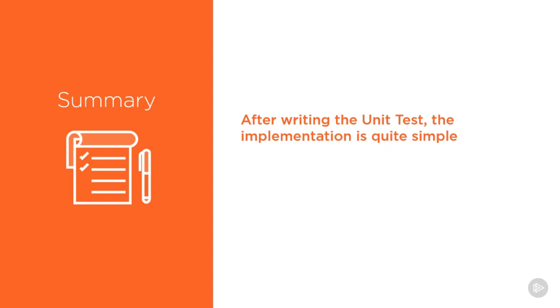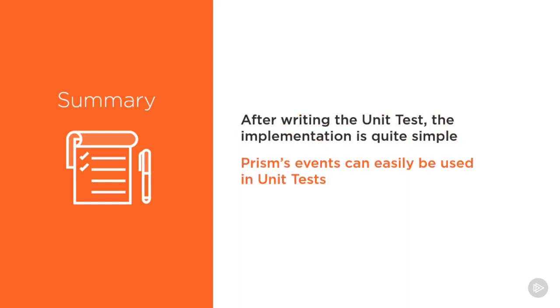When we delete a friend in the friend storage application, we need to remove the item from the navigation and we need to close the tab. To do this, we have defined the friend deleted event. As you have seen in this and in previous modules, Prism's events can easily be used in your unit tests. Okay, so we are done with this module.